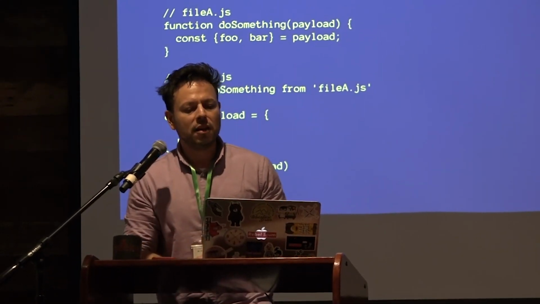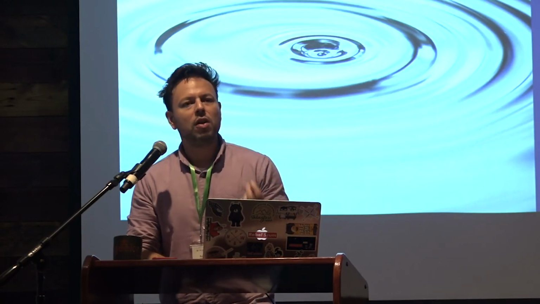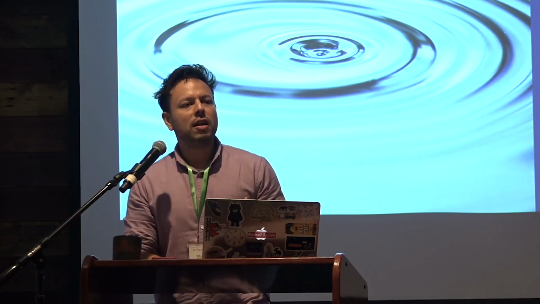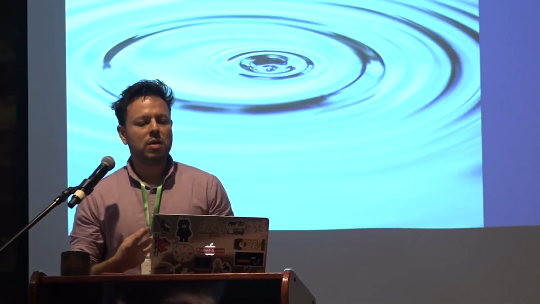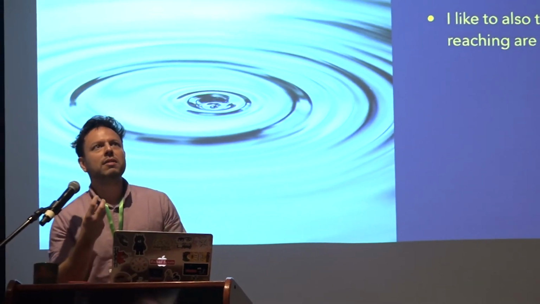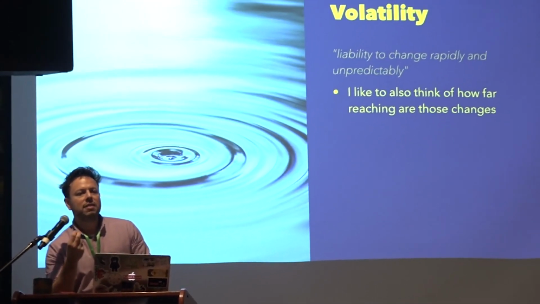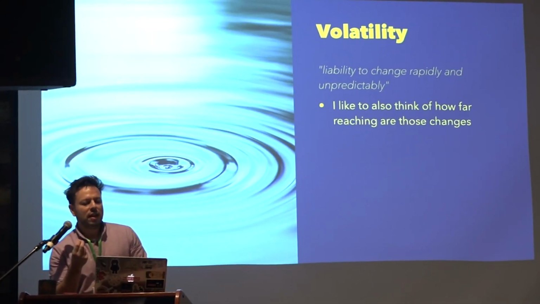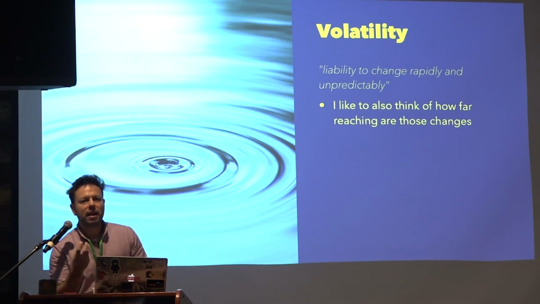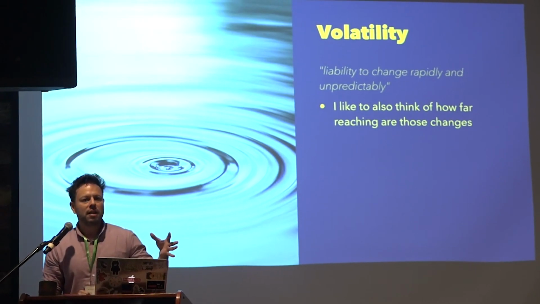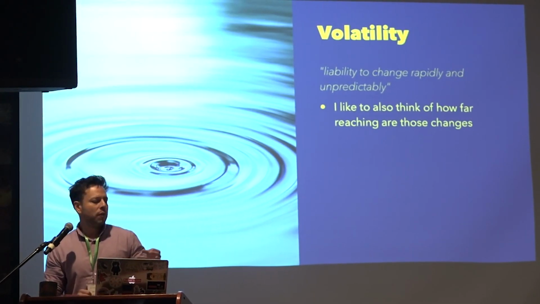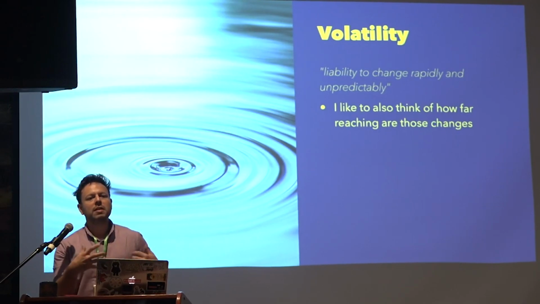So we tend to think of those changes in terms of volatility. That's another concept in software architecture that we examine when we're looking at our systems. We think of what's the liability of this thing changing and how unpredictable is that? And I like to think of it in terms of a lake. So if the lake is my system, and I'm about to drop a rock that is a part of change, how far are those ripples going to go throughout my system?